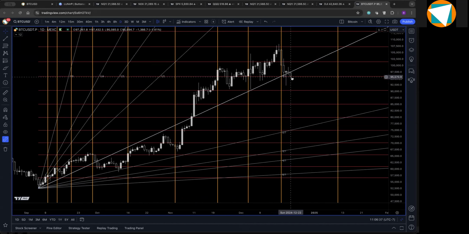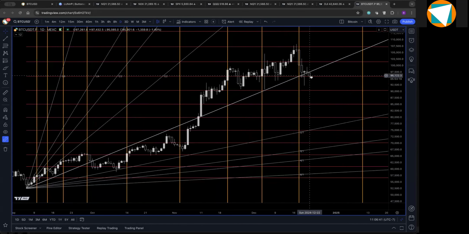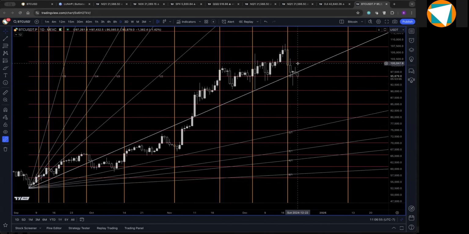Again, another reason to be patient. Bitcoin over here, you can see that it's just trying to hang on to this price line at 95.8. It is edging below this 1 by 1, which again is not great for the bearish argument. I'm not saying that it's going to flush all the way down to the 2 by 1 here. I think that's not realistic.